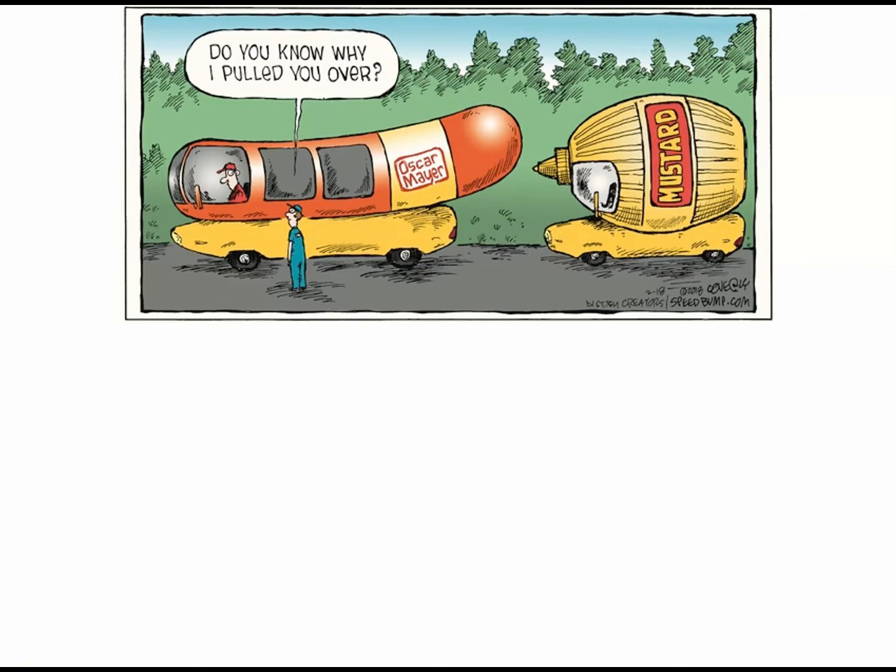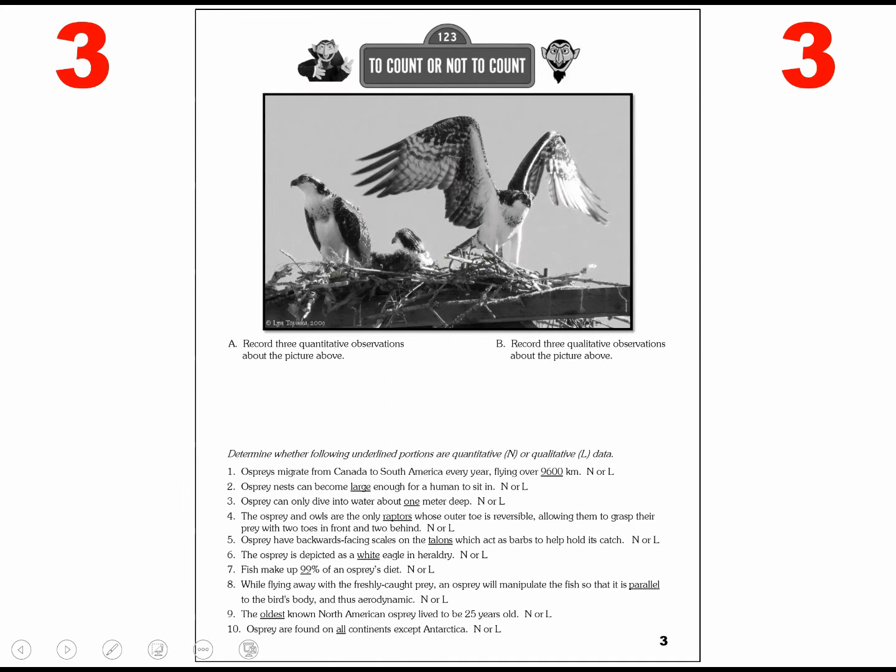Working in our study guides on page 3, to count or not to count. This is a topic that was done very well on the inventory. Most everyone in the classes earned a 3, and we just want to be able to move everyone to a 4. And there's just one subtle thing to help you to be able to do this.